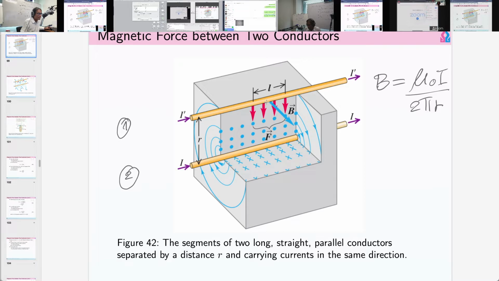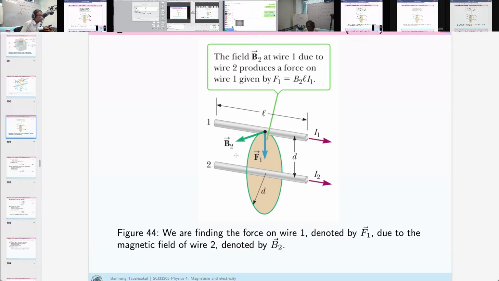Then we substitute the result into the F1 expression. We complete the final expression. You can see B2 is over there, and B2 is here. Now it's time to replace B2 by the result from earlier, mu naught I2 over 2 pi d. The reason why we use I2 is because B2 is the magnetic field caused by the second conductor.